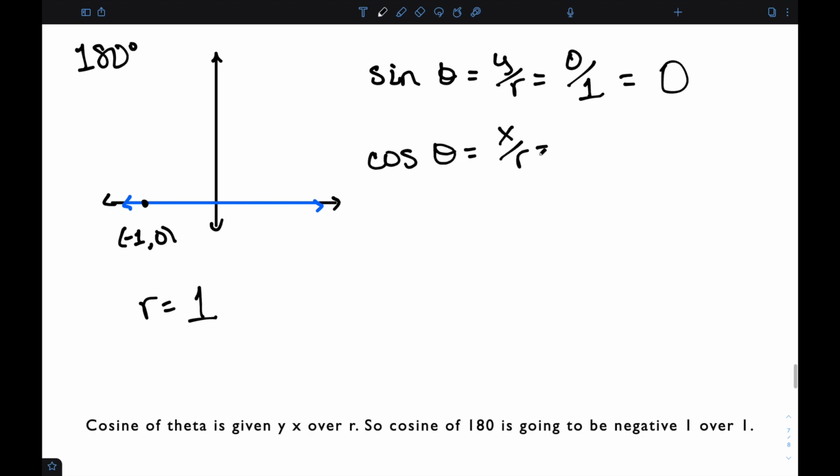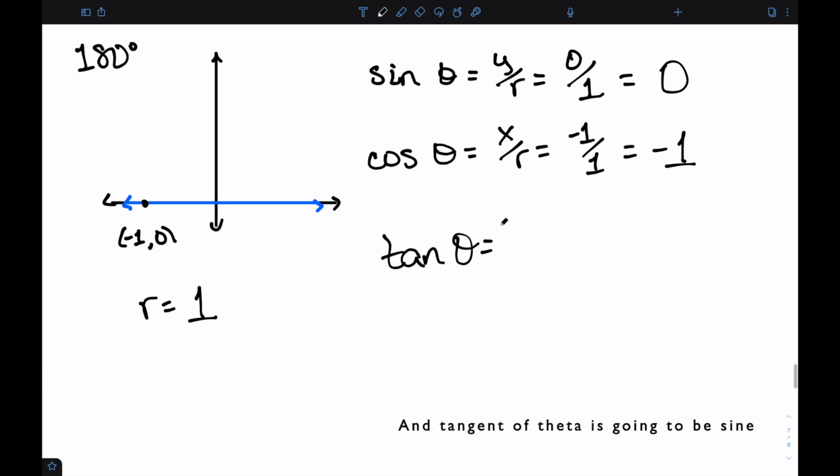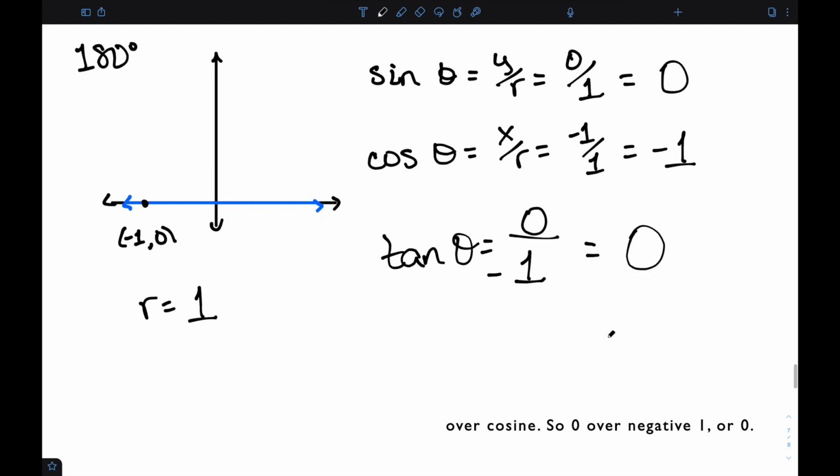Cosine is given by x over r, so cosine of 180 is going to be -1 over 1, or -1. And tangent of theta is going to be sine over cosine, 0 over -1, which is 0.